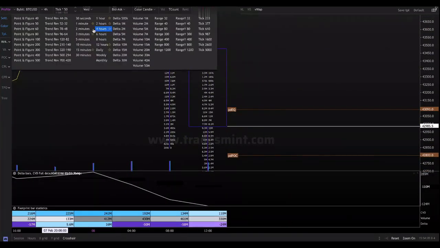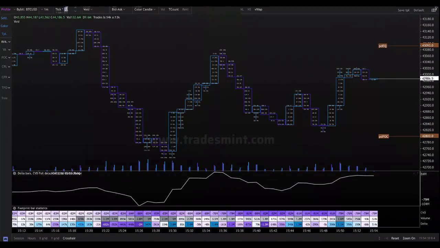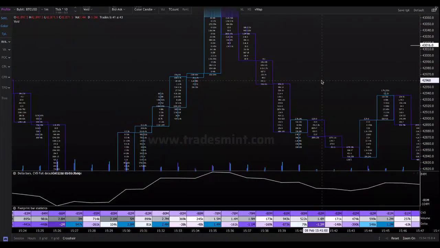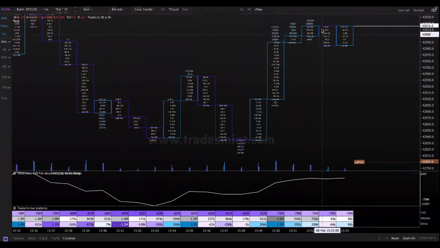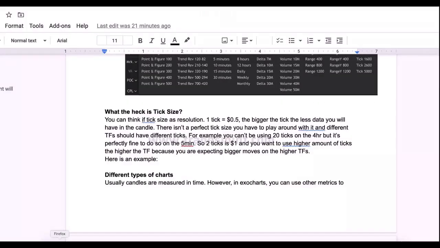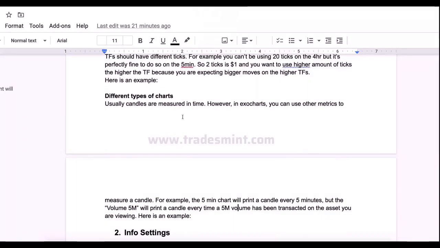But if I go down to, let's say, the 1 minute, and I'm using 10 tick, let me put it back on 10 tick. Then we can see I can still see the 1 minute time frame perfectly fine. I can see the context of the chart, and it's going to give me higher resolution. So that is what tick size does. You want to use higher tick on higher time frames, lower tick on lower time frames. So we've already gone over these different types of charts.